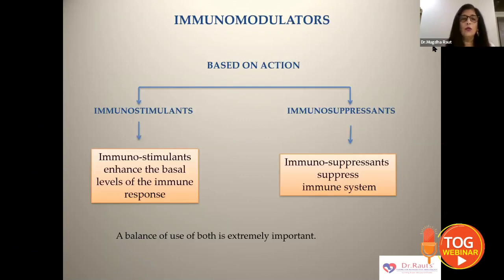So what are the immunomodulators based on their action? Either they can be immunostimulants or immunosuppressants. Immunostimulants enhance the basal level of the immune response, whereas the immunosuppressants suppress the immune system. And a balance of use of both is extremely important.